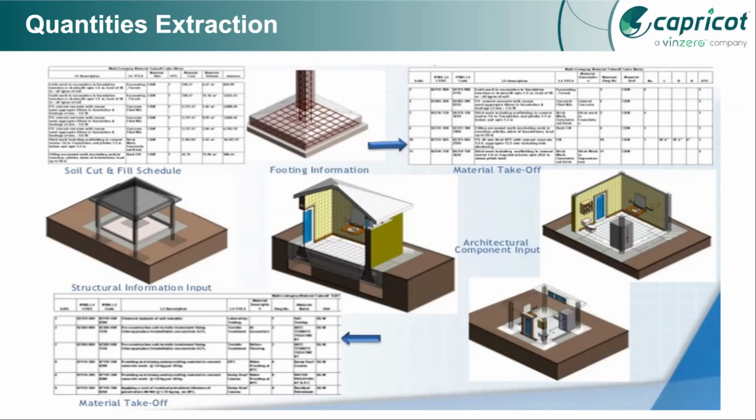Then you have the structural information input, where you can extract all the structural information, the architectural component input, whatever the architectural components are available in this, and the material takeoff also. So different things can be generated from Revit. Different types of quantities can be generated in Revit, and will help you a lot to work further, as these would be very accurate in the calculation part.